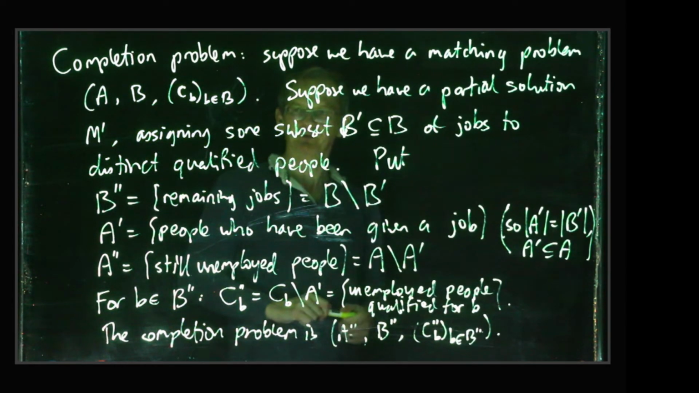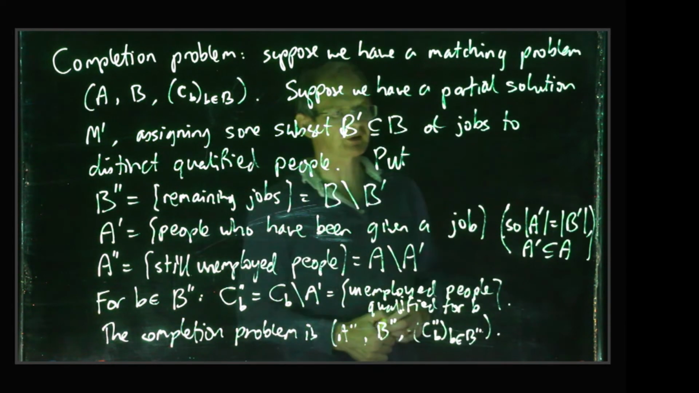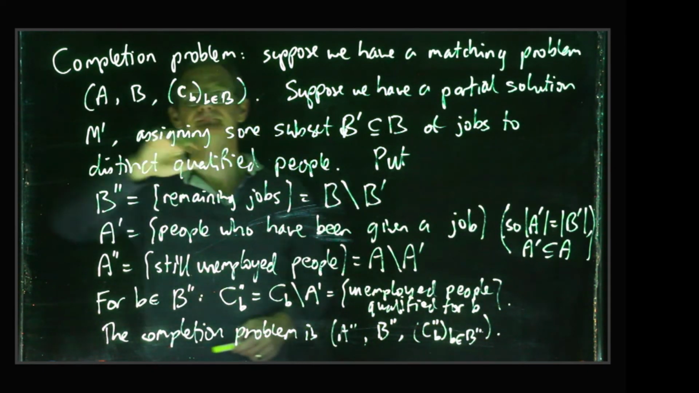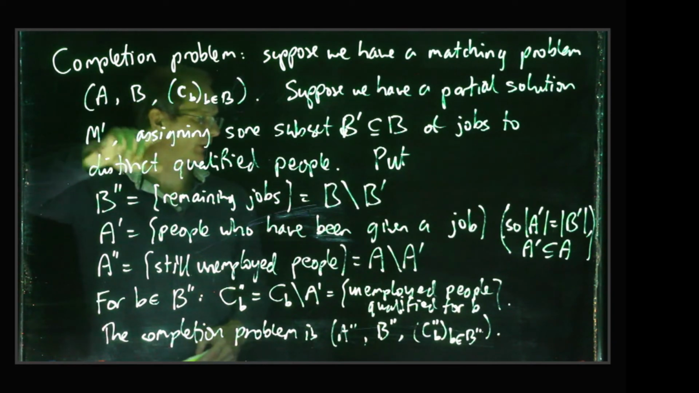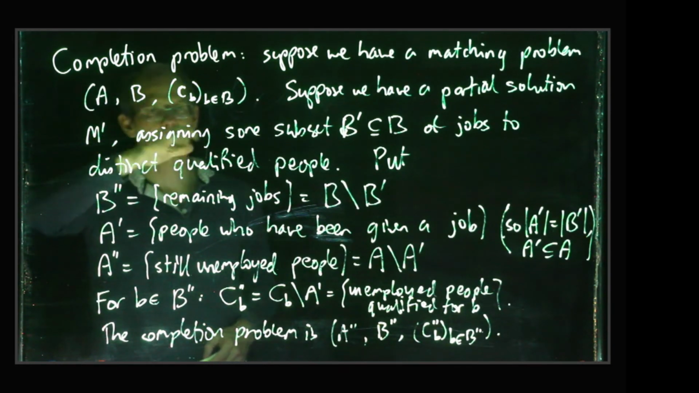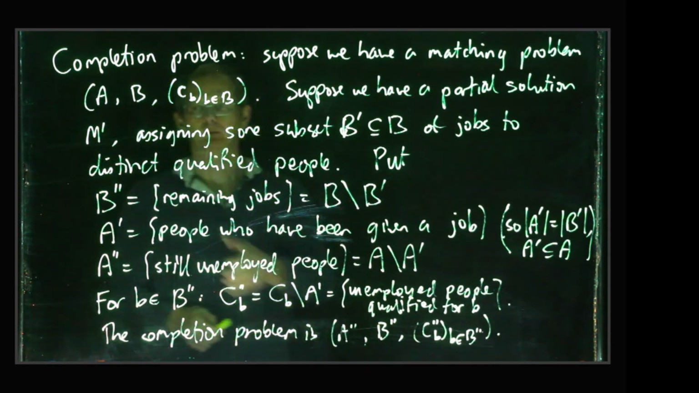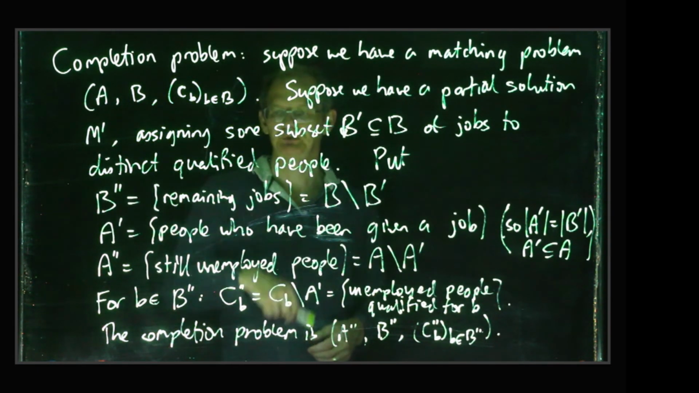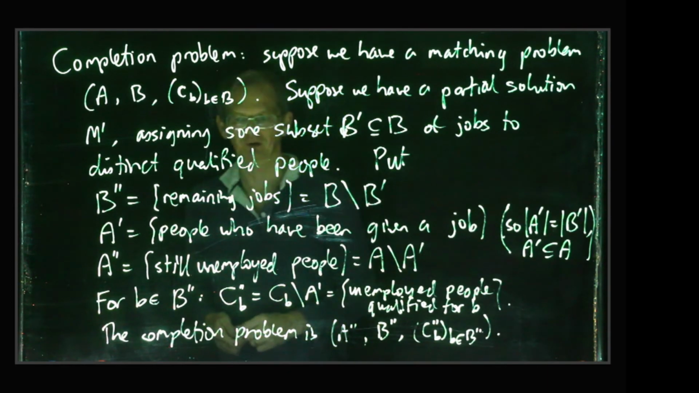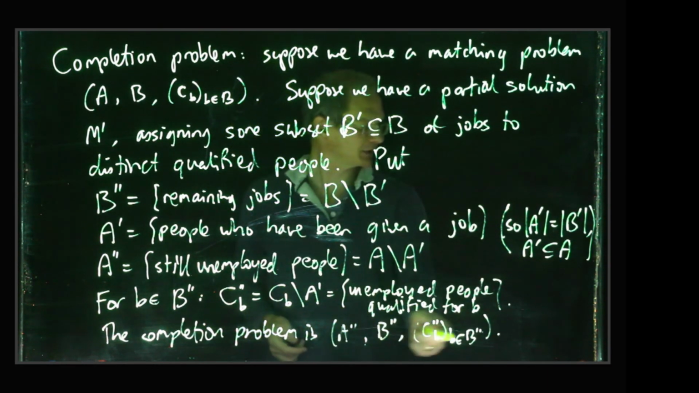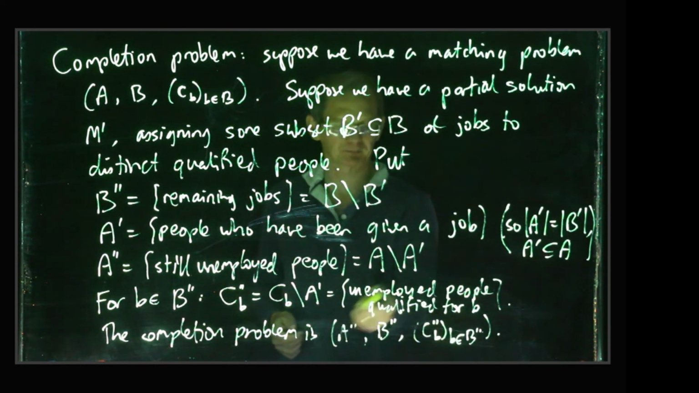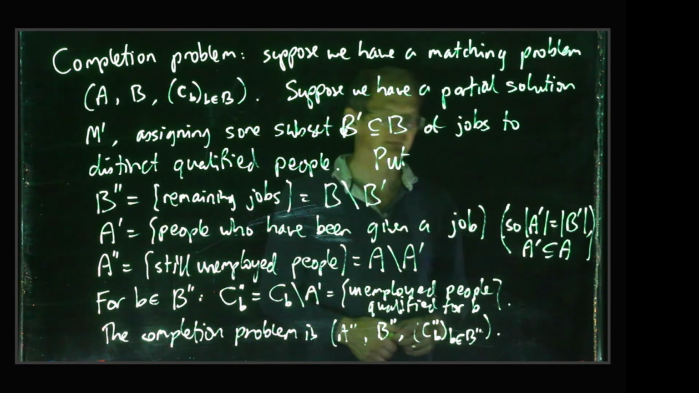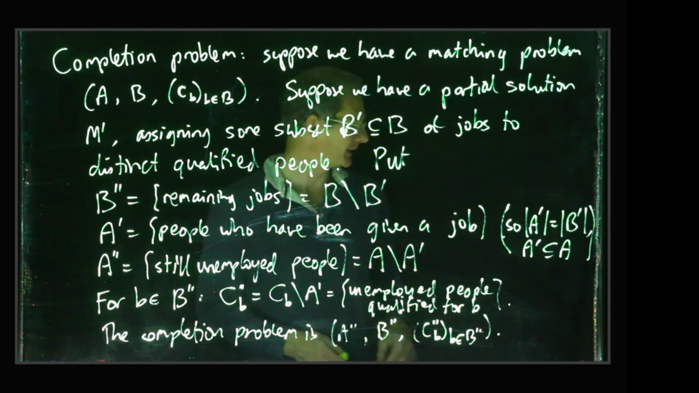Okay, so this is a key part of the proof of Hall's theorem. We're going to start with a matching problem which we know is plausible, and we want to prove that it has a solution. So we're going to do some partial solution, and then we want to check that the partial solution can be extended to give a full solution. And for that, we have to look at this completion problem, and we have to check whether this completion problem also has the right plausibility condition. So that's going to be the key ingredient in Hall's theorem.